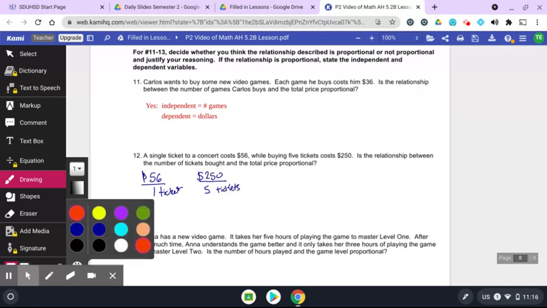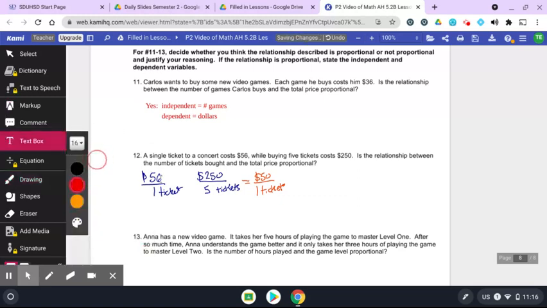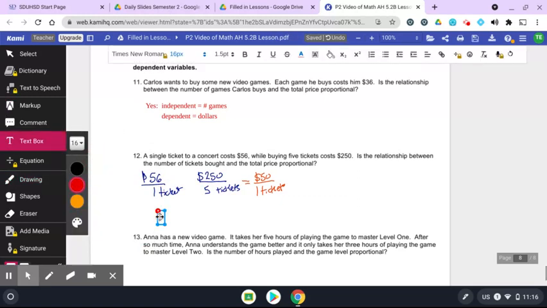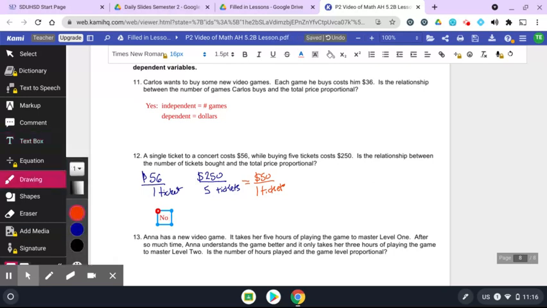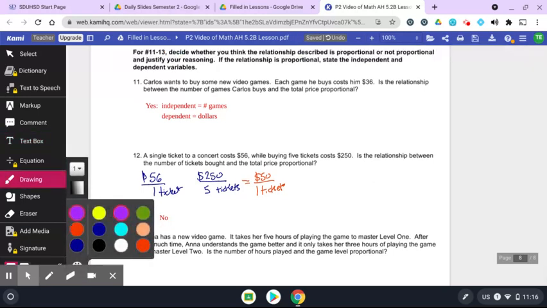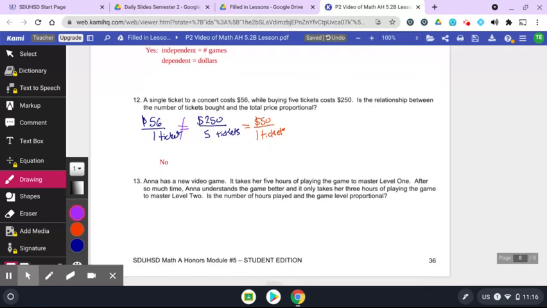The second one, if I reduce that, I get that 1 ticket would be $50. So no, it's not proportional because we get a better deal when we buy more. No. Okay. These do not reduce to the same value. So over here, 56 over 1 is not equal to 250 over 5.